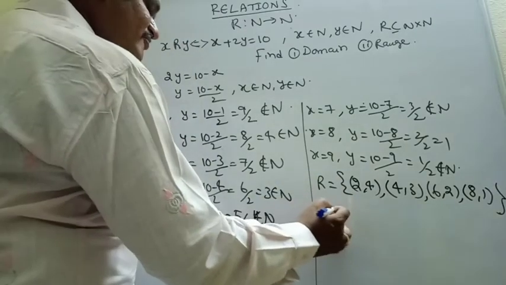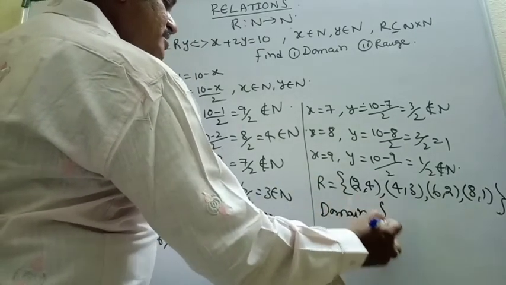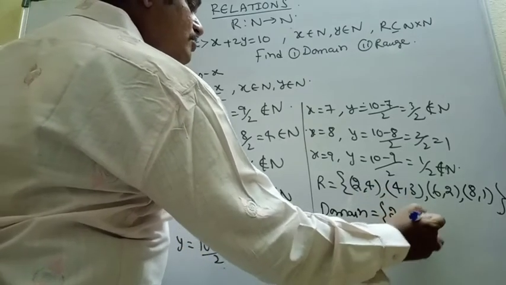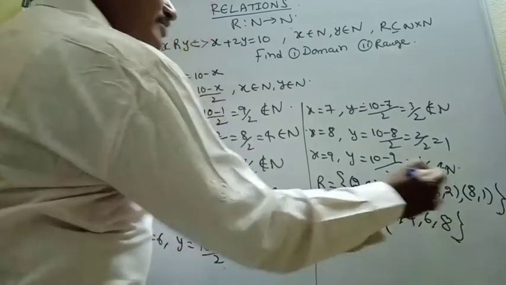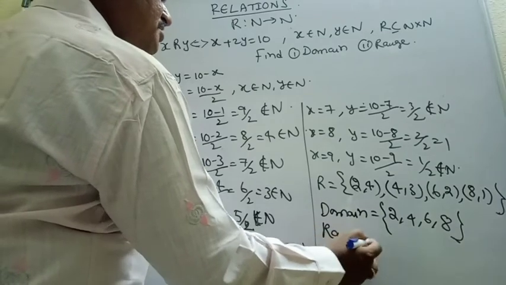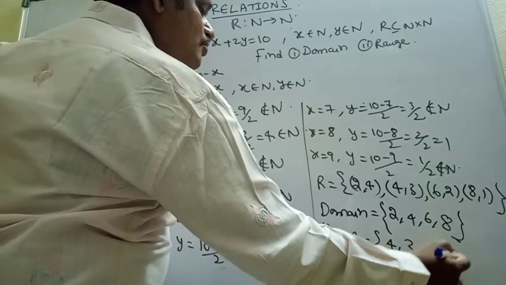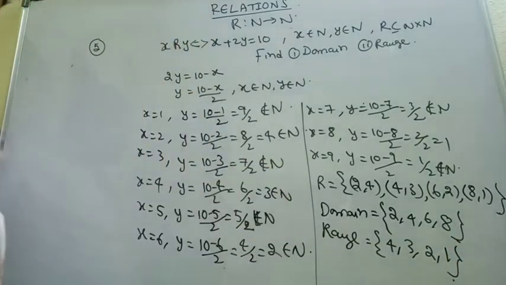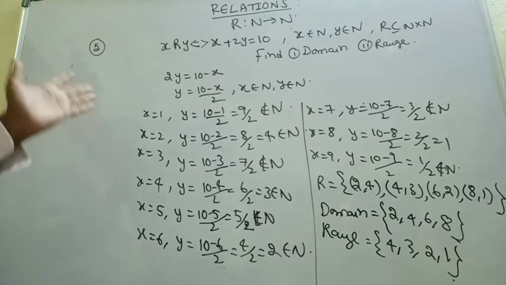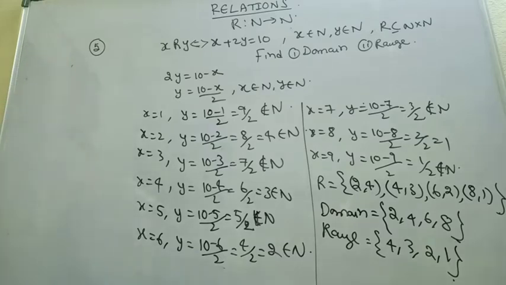Now for this relation, the domain is nothing but the first coordinates: 2, 4, 6, 8. This is the domain. And the range is nothing but the second coordinate elements: 4, 3, 2, 1. The domain is that and the range is this. In such a beautiful way you will be finding the domain and range of this. In this beautiful way you will be doing this particular problem.